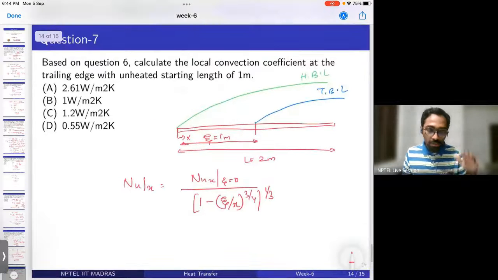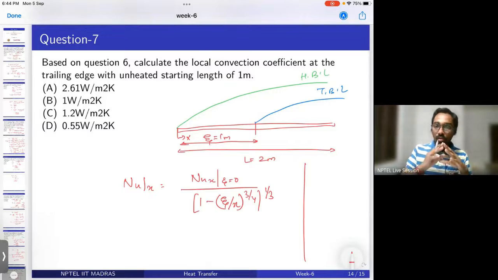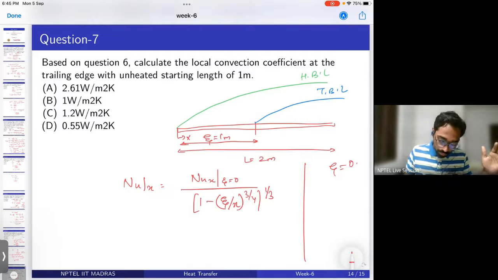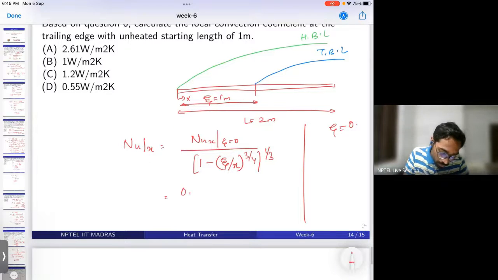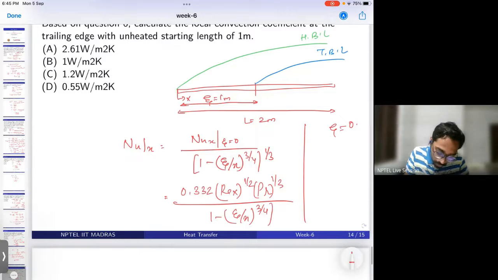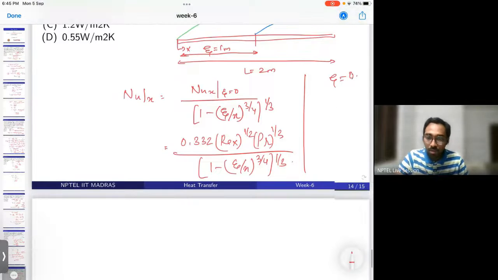Yes. For example, let's assume there is no unheated starting length, so epsilon will be 0, right? So this term will be 0. So Nu_x will be equal to Nu_x when epsilon is equal to 0, which is 0.332 Reynolds number x raised to 1 by 2, Prandtl number raised to 1 by 3, divided by 1 minus (epsilon by x) raised to 3 by 4, to the power 1 by 3. So this expression will revert back to the previous expression for the unheated length.